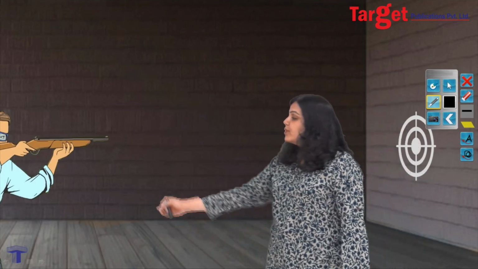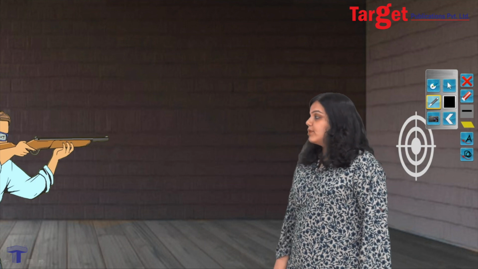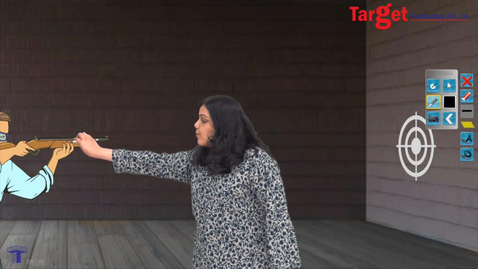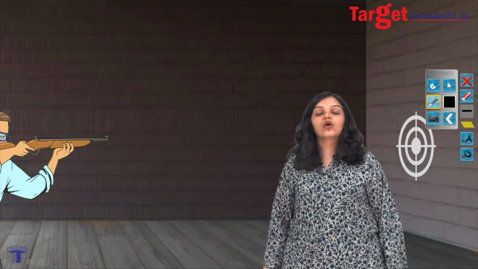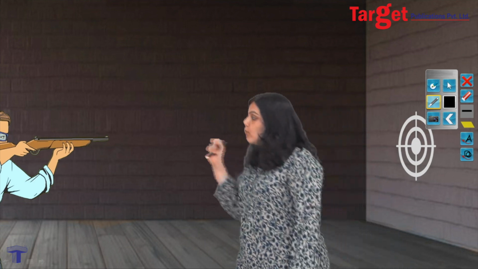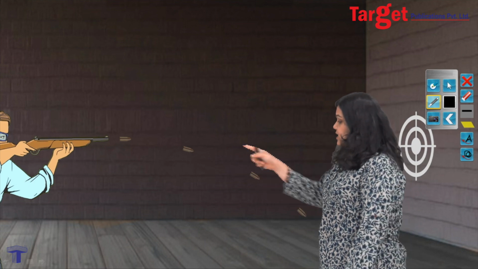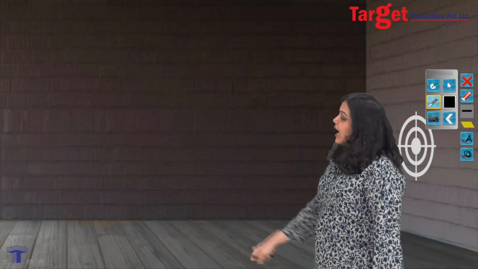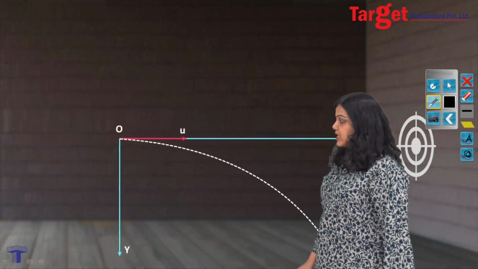So for example, if a person shoots a bullet from a gun, as you can see, the bullet will come out with a horizontal velocity. That is, it will have a velocity only in the x direction at the moment when the bullet is shot. And it will take a projectile path like this, and this is the path of the projectile.